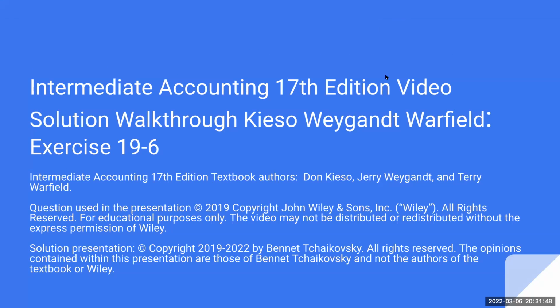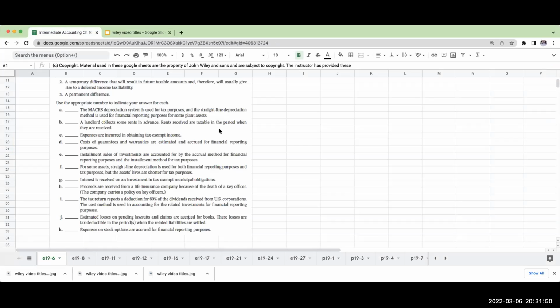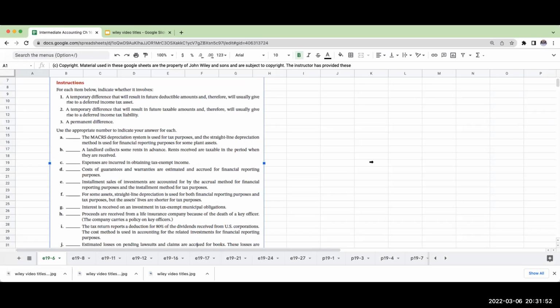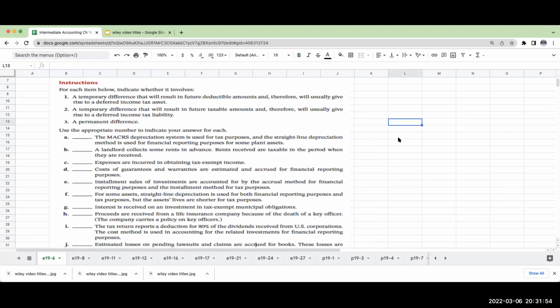Okay, let's take a look at this exercise 19.6. This can be a little bit different, kind of like a nice little break. For each item below, indicate whether it involves a temporary difference that will result in future deductible amounts, and this will give rise to a deferred income tax asset, a temporary difference that will result in future taxable amounts and therefore will give rise to a deferred income tax liability, or lastly, a permanent difference.